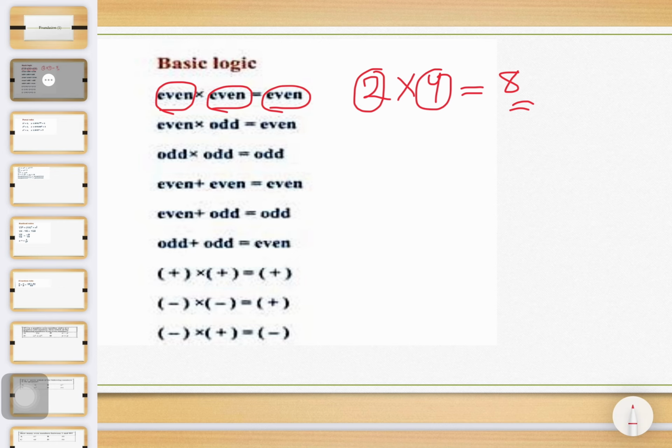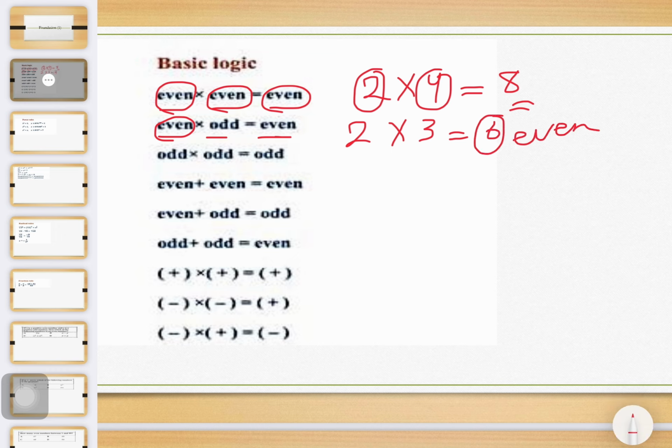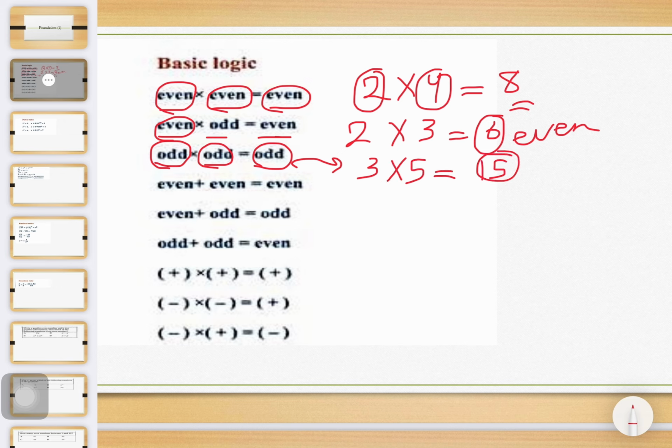Second one, if we multiply an even number by an odd, it gives me even, which is like the even number 2 times the odd number 3 gives me 6, which is an even number. The third one is if we multiply odd by odd, it gives me odd, which is like 3 times 5, for example, which is 15. So odd times odd gives me odd. Here, which is of multiplication.